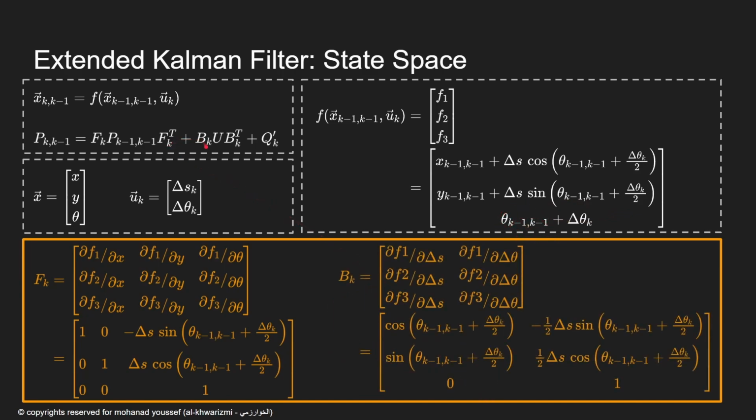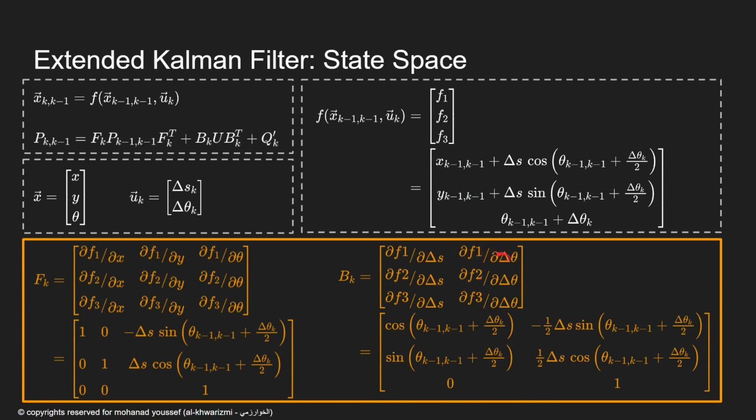Now for the input transition matrix. We take the first equation and take the partial derivative with respect to delta S. That's the first input. So it will be simply this term here, the multiplier of the delta S. So cosine of theta plus delta theta over 2. That's very simple.